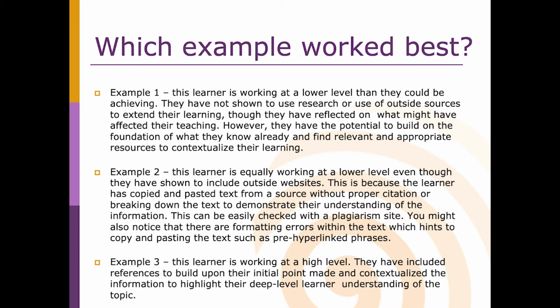Example 2, this learner is equally working at a lower level, even though they've shown to include outside websites and sources. But this is because the learner has just copied and pasted the text from the source without proper citation, quotation marks, breaking down the text to demonstrate their understanding of the information. This could easily be checked by a plagiarism site, which we're going to look at later on in the teaching session. You might also notice that the formatting has some errors in it within the text, such as bold text for topic sentences or hyperlinked areas which are underlined. This really hints to a copy and paste situation, as there's pre-hyperlinked phrases showing you other topics that could be looked at. This is just one way that we can spot it's an easily plagiarized piece of work.